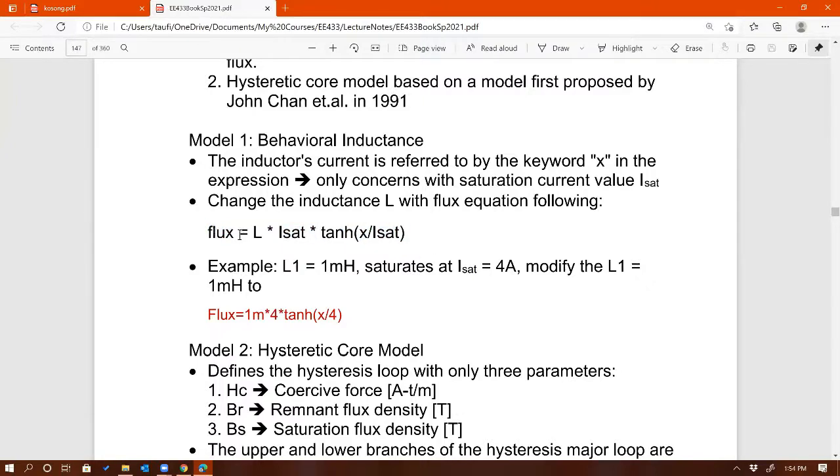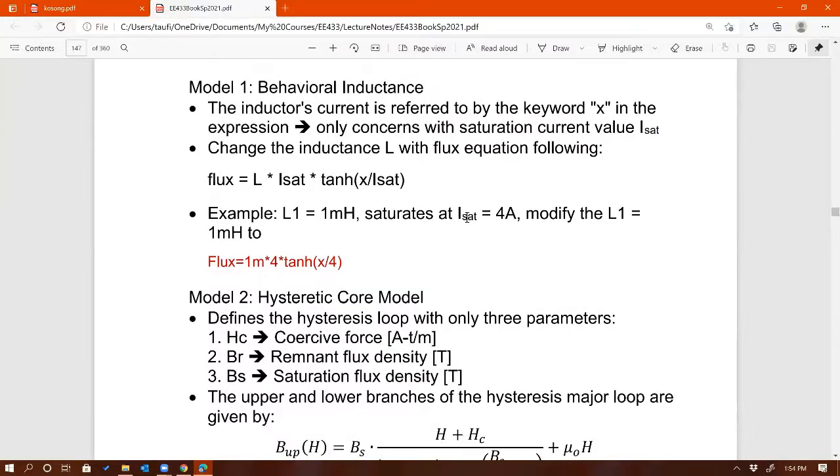And of course, you have to change these into numerical values, but this is the syntax, maybe, for this model. So, for example, let's say that you want the inductance to be 1 millihenry and it saturates at 4 amps, that's all you care about. Saturation. And in many cases, that's the only thing you care about, just the saturation.